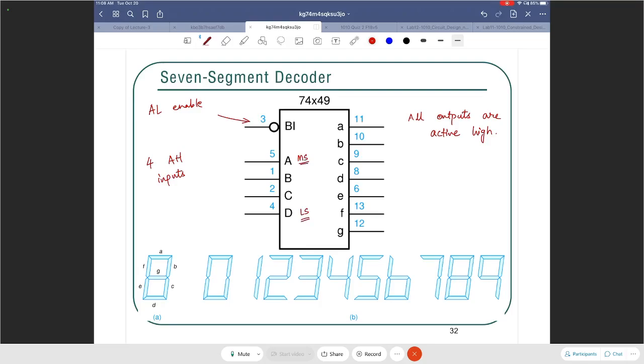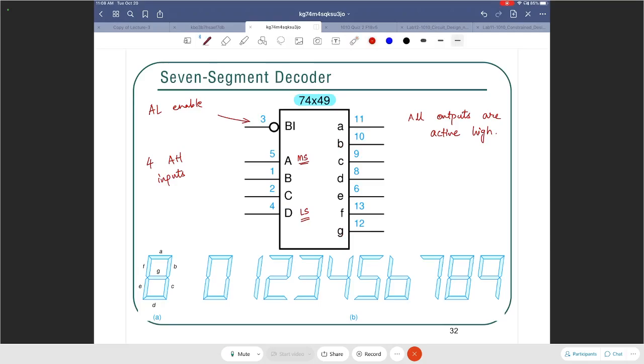Now you might say, Professor, how do you know that is the case? We don't know what is inside this chip. We didn't look at it. So how do you know that A is most significant and D is least significant? Because I looked up the data sheet for the 74X49, and that told me that pin number 5, which is A, is the most significant input, and D, which is pin 4, is the least significant input. All the others at the output are segments, A through G.